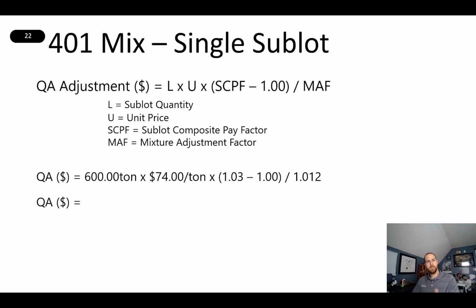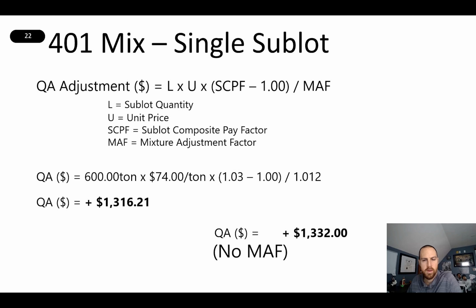So let's calculate the quality adjustment. Let's assume that we have 600 tons of material and that it was $74 a ton. We previously calculated the sublot composite pay factor as 1.03, and we just saw the MAF was 1.012. So if you calculate the quality adjustment, it comes out to be, for this sublot, a bonus of $1,316.21.